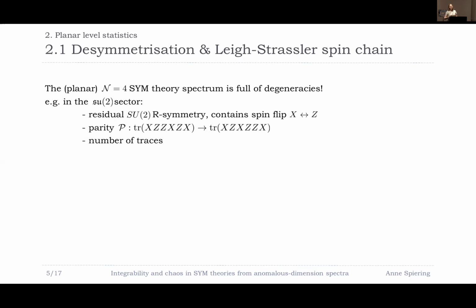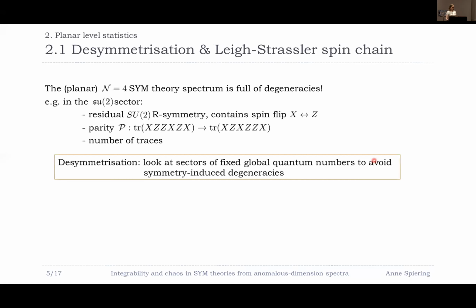In some sense, they are known. If you diagonalize the mixing and then look at the eigenstates of degenerate eigenvalues, it's usually not too hard to see what the symmetry is. So in some sense, we know about those symmetries. And if we left those degeneracies in the spectrum, they would overlay everything else, and we couldn't really look beyond. And in this context of a level statistics analysis, getting rid of symmetries and degeneracies is called desymmetrisation.